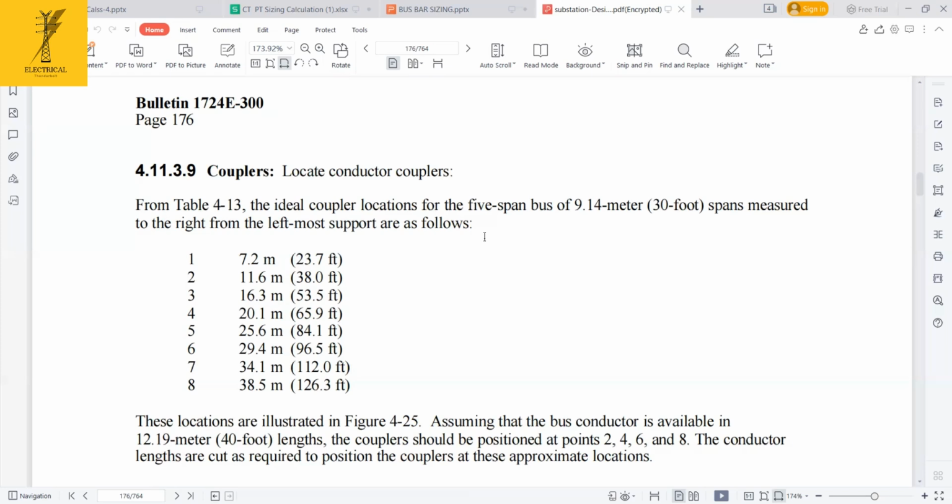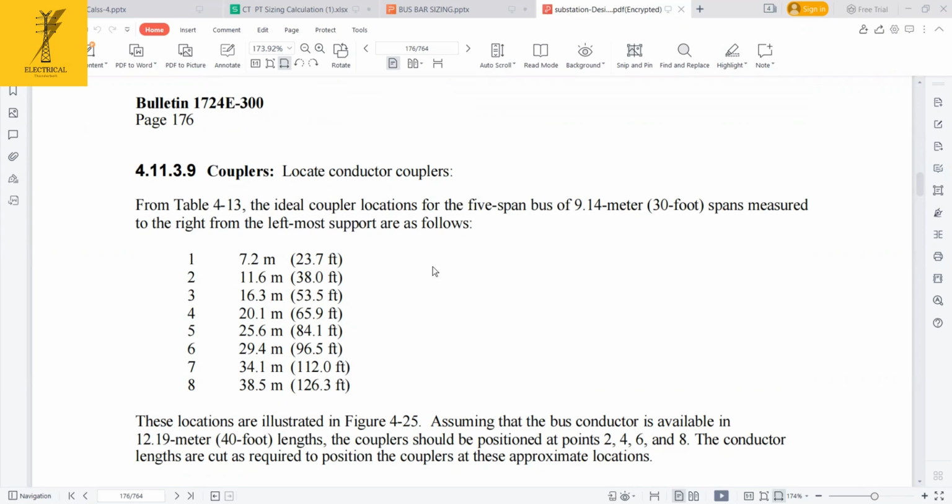For long buses, we usually require more than one section of conductor. As I said before, the conductors are not available in lengths like 50 meters or 40 meters. Generally, the conductors are 3 meters long, 6 meters long. So couplers have to be utilized to join the sections together, like to join this section to this section of conductor. These couplers also have to be properly located to prevent damage from the bus loadings as well as the short circuit forces.